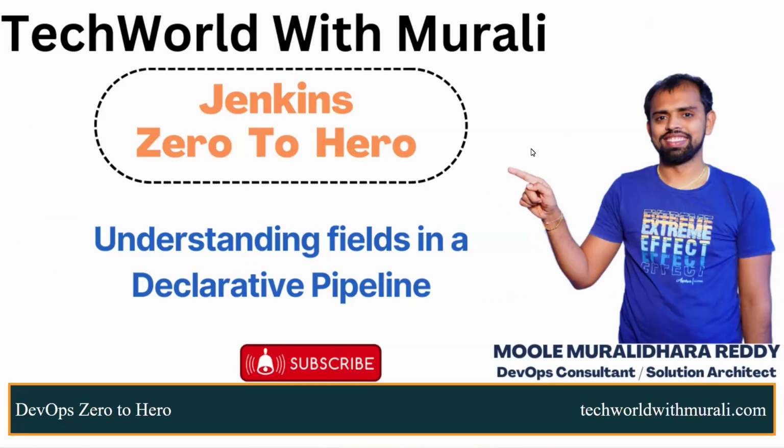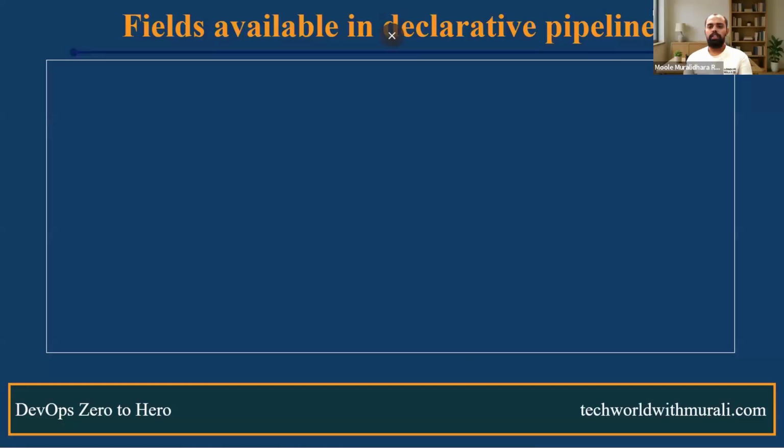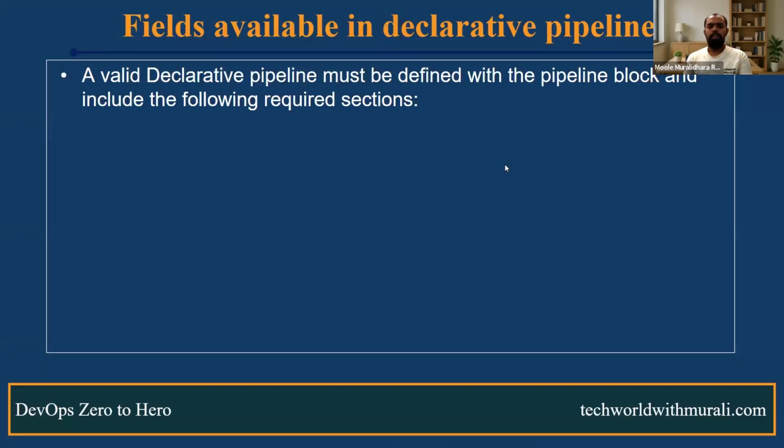We'll see in the next video. Now we are going to discuss understanding fields in a declarative pipeline. Let's see that so that you will get some idea. Inside the declarative pipeline, what are the options available, we can discuss everything. So first thing, a valid declarative pipeline must be defined within the pipeline block. As I said, inside the pipeline block only, we need to define the step-by-step process, what exactly you wanted to do.